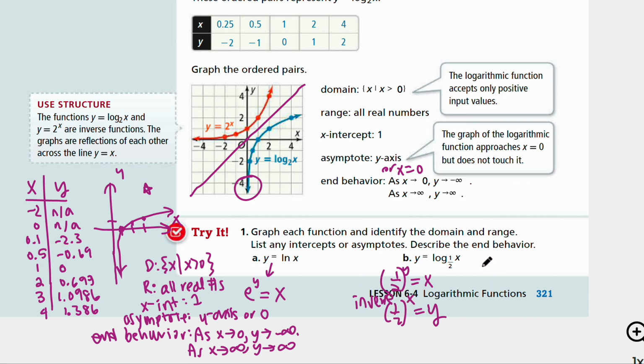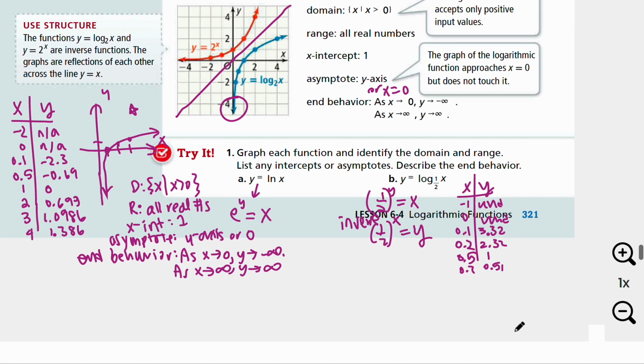Okay, so if you do that, you'll have the table of values with -1 and 0 still undefined, and then 0.1 gives 3.32, 0.2 gives 2.32, 0.5 gives 1, and then 0.7 gives 0.51, and 1 gives 0, 2 gives -1, 3 gives -1.58, 4 gives -2, 8 gives -3, and so on.